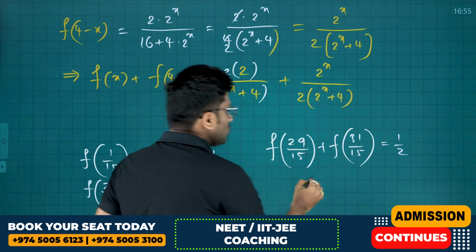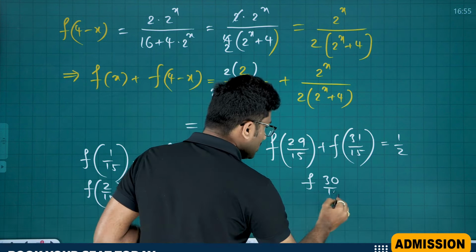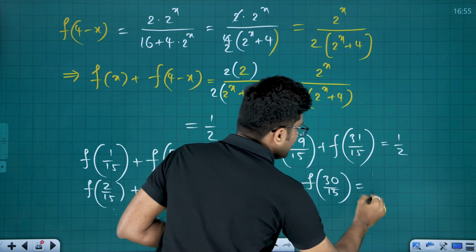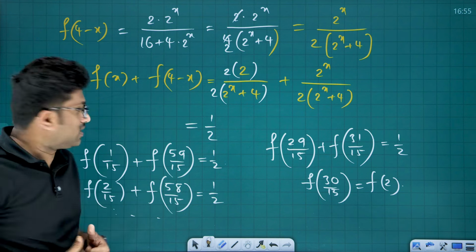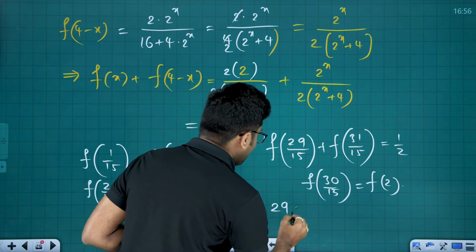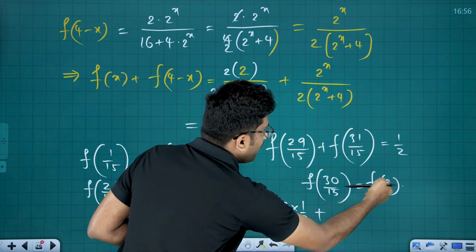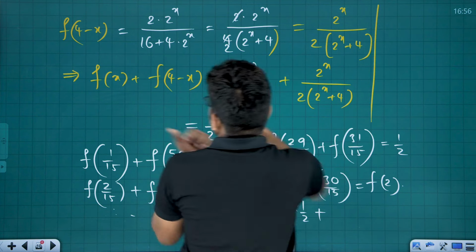Now in between these two, f of 30 by 15 is alone. 30 by 15 is f of 2. So you get 29 pairs of 1 by 2, correct? That means the result is 29 times 1 by 2 plus f of 2. What is f of 2? We will put it in f of x.